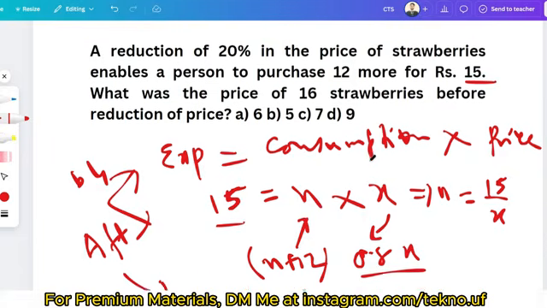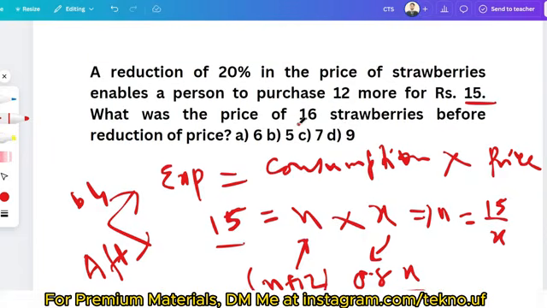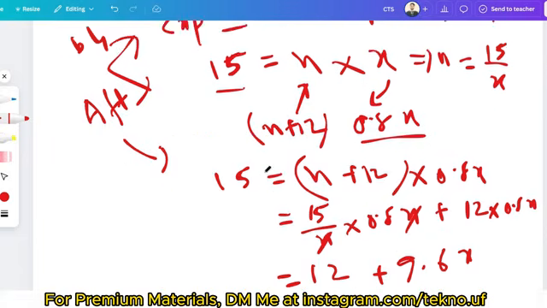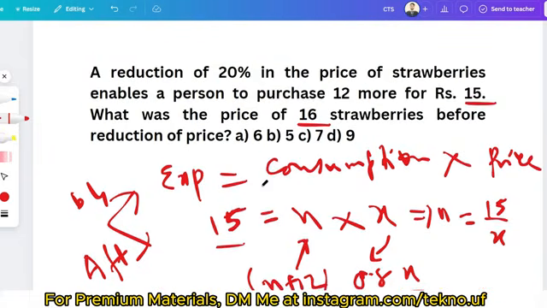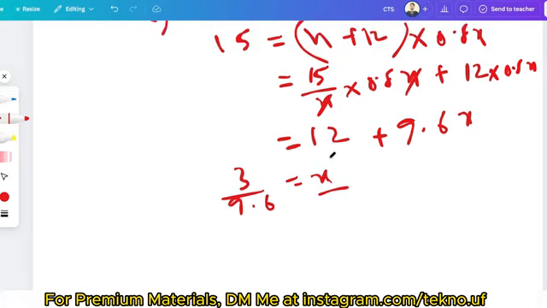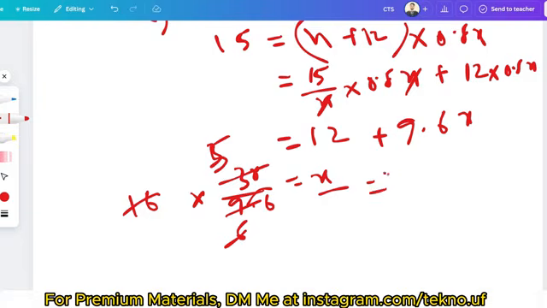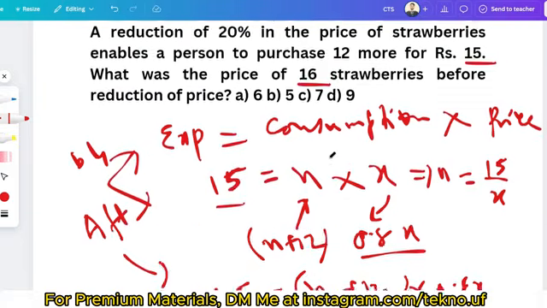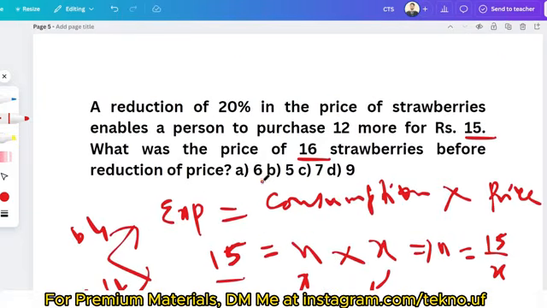So what is the question? What is the price of 16 strawberries before the reduction of price? So X is the price before reduction. Okay, so you have to find the value of 16 strawberries. So just multiply with 16. So it becomes 16 into 6 and 6 multiply 5, that becomes 30. So the value becomes 5, right? So from the options, B will be the correct answer.